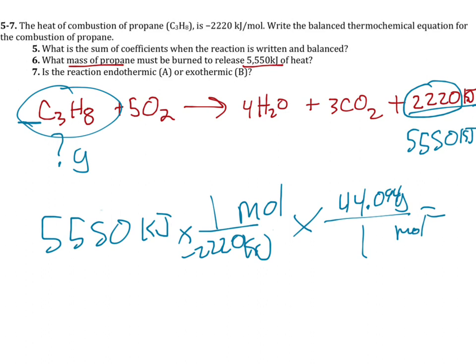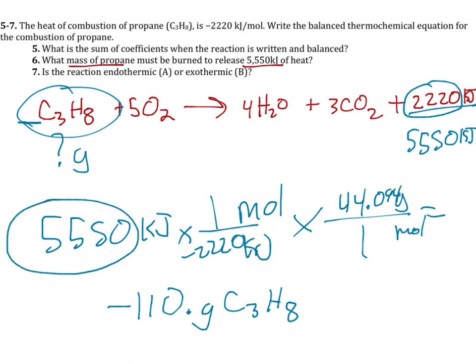So all we have to do is type this in our calculator. And what we end up getting is negative 110, and we'll do a decimal for sig figs, grams of C3H8. Now, does it make sense that this is a negative? The answer is no, it does not. It does not make sense that you have a negative grams. So how is it that we're getting a negative? Well, the reason why we're getting a negative is because we're forgetting that this value is actually negative as well.